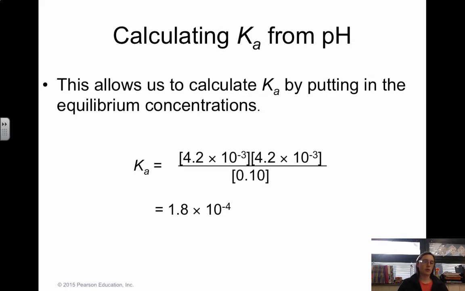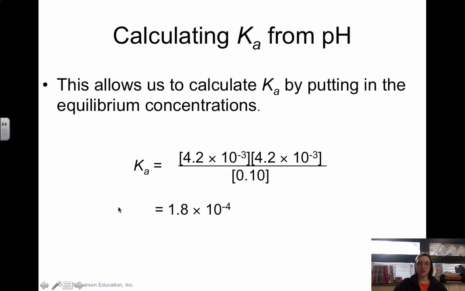So now we have all the equilibrium concentrations. This allows us to calculate Ka by plugging back in to this Ka expression. So we have our equilibrium concentrations, and we find Ka is equal to 1.8 times 10 to the negative fourth. Now we can check our answer, and this is reasonable. This 10 to the negative fourth is reasonable because the Ka for a weak acid is usually between 10 to the negative second and 10 to the negative 10th. So this is a pretty reasonable answer. So Ka equals 1.8 times 10 to the negative fourth.